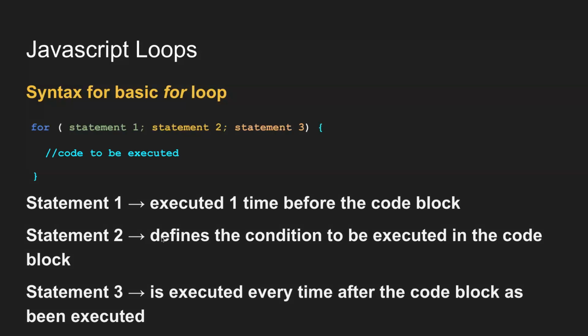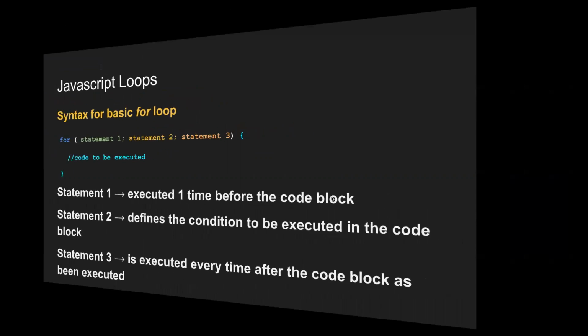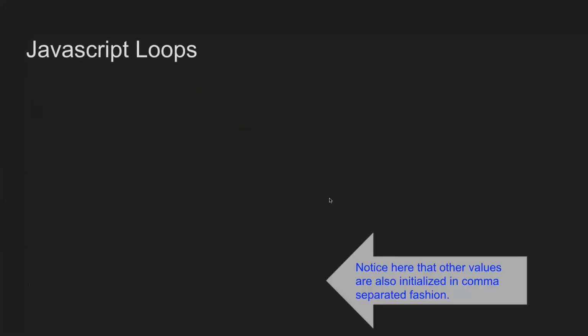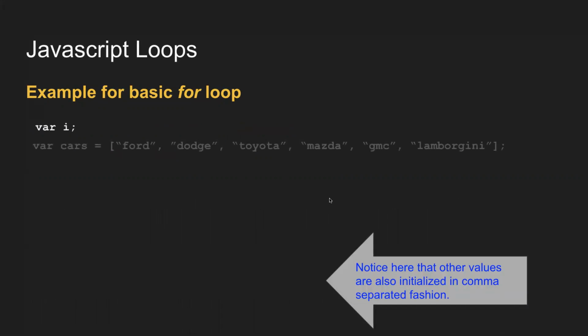Statement 2 defines a condition for executing the code. This is the true or false statement that determines whether it should keep going. And statement 3 is executed every time after the code block has been executed. This is often where we put the incrementer, so i++, so that every time it comes back through, i will increment. So let's look at an example of this basic for loop.